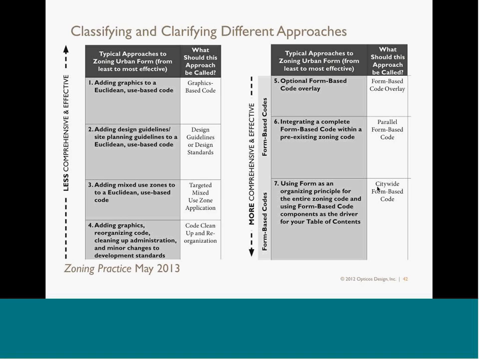And I want to step back and say there's nothing wrong with choosing to do any level of these approaches. I think it's just important to understand how they fit within the context of more comprehensive and less comprehensive approaches. The first approach that we see quite a bit of in cities is simply adding graphics to their existing Euclidean code and to the use-based codes without making major changes. And we actually don't recommend this option.